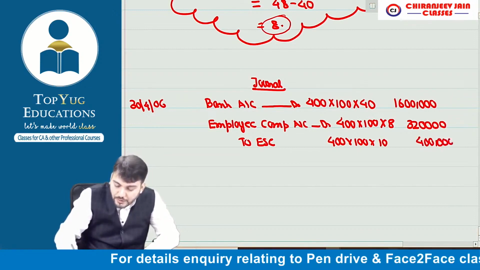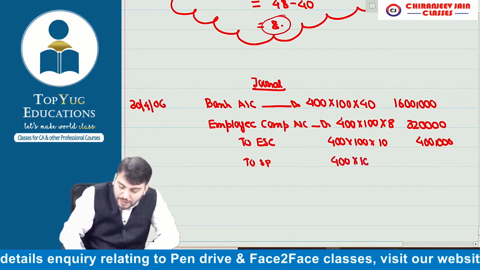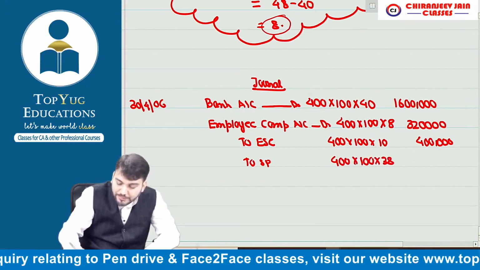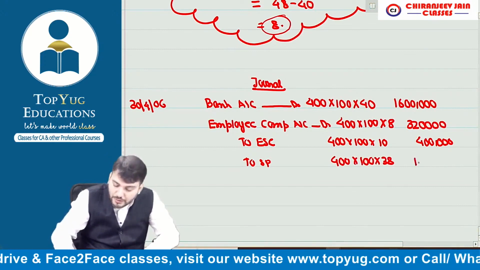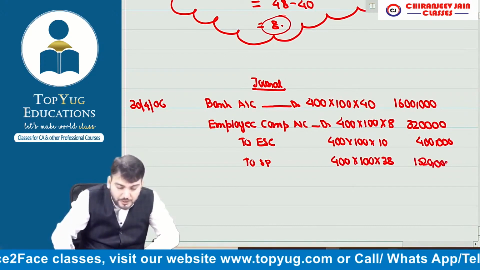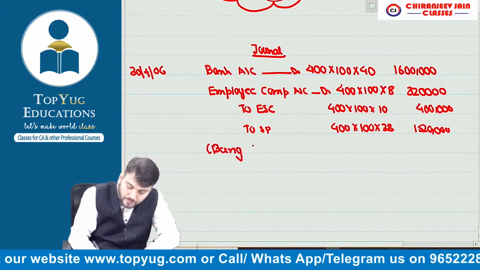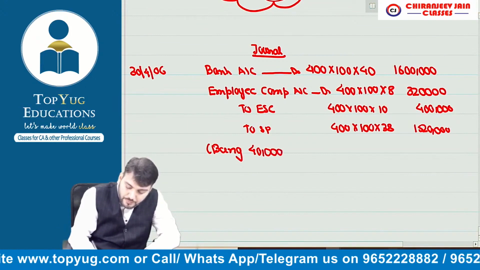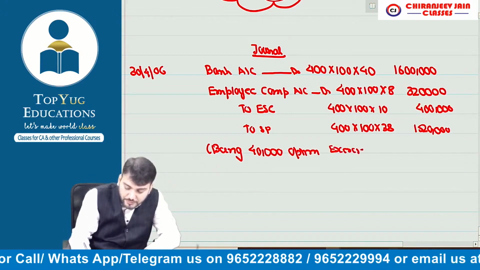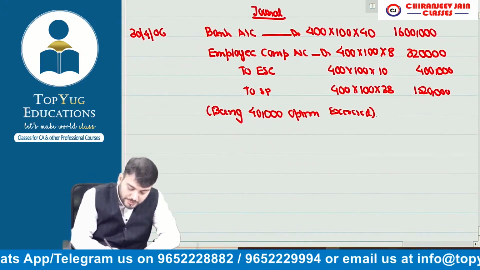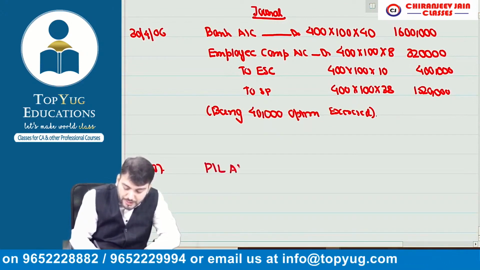3. Securities premium. It will be 400 into 100 into 38. Correct. So 400 into 100 into 38 is equal to 15 lakh 20,000. Being 40,000 options exercised. And then on 31st March 2007 will pass one more journal entry.